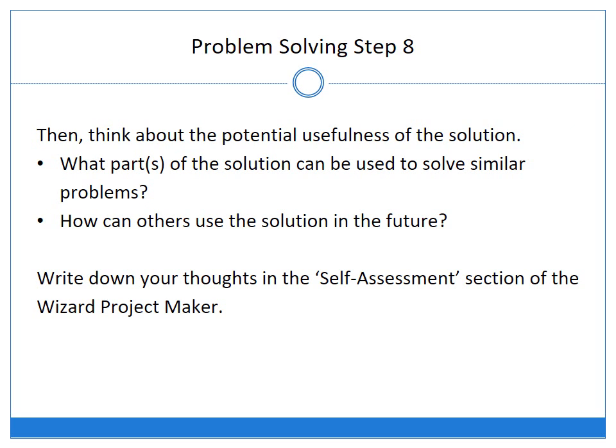Then, think about the potential usefulness of the solution. What part or parts of the solution can be used to solve similar problems? How can others use the solution in the future? Write down your thoughts in the self-assessment section of the Wizard Project Maker.